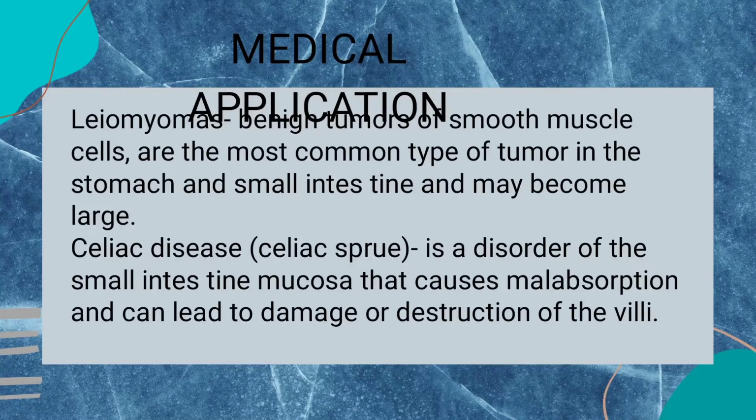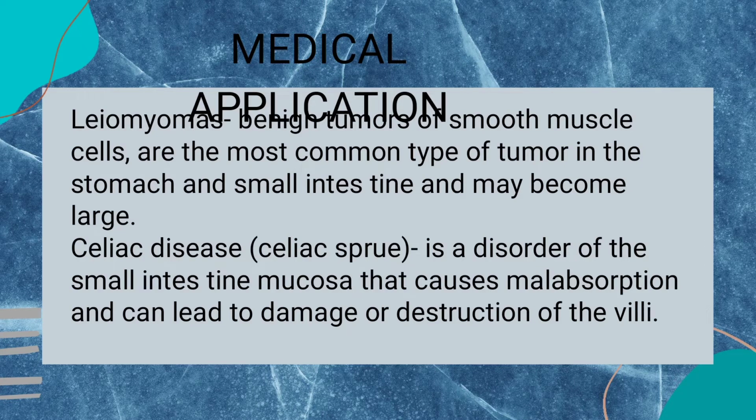So, we have here the medical applications related to the stomach and small intestine. So, what are the diseases or medical applications of the stomach and small intestine? We have here the leiomyomas. It is a benign tumor of smooth muscle cells, the most common type of tumor found in the stomach and small intestine, and may become large.